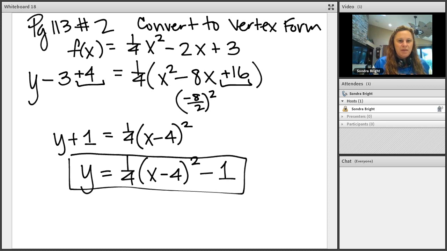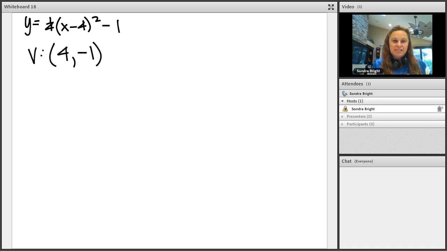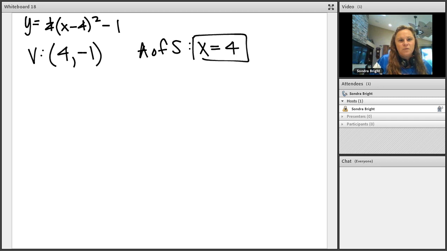Should I go to the next page? I think I'll go to the next page. I'll rewrite it. So y equals 1/4. It's still the same problem. I'm just going to answer more information about it. Okay, so the vertex, super easy to see that it's 4, -1. Inside parentheses, opposite in sign. Outside parentheses, same sign. So your vertex is that guy. Your axis of symmetry is going to be x equals 4. Don't forget the x equals.